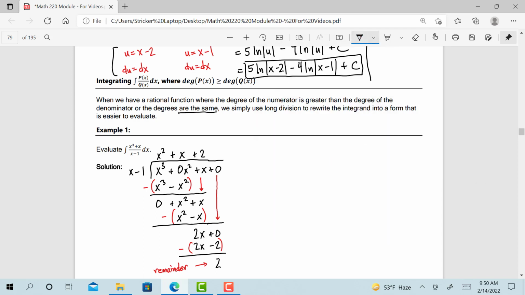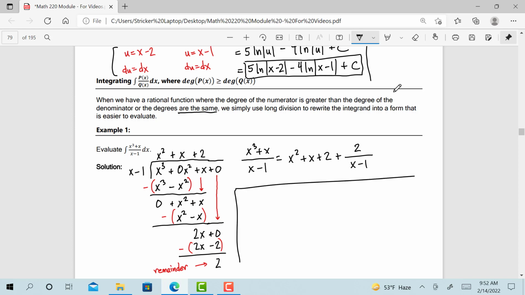So we can go ahead and rewrite our integrand. We now know that when we divide x squared plus x over x minus 1, we get the quotient x squared plus x plus 2, plus the remainder, which was 2, over the divisor, which was x minus 1. All right, so that's how we divided everything by x minus 1. That was the divisor, and there's a remainder of 2 left. And now look at how nice that integral becomes.